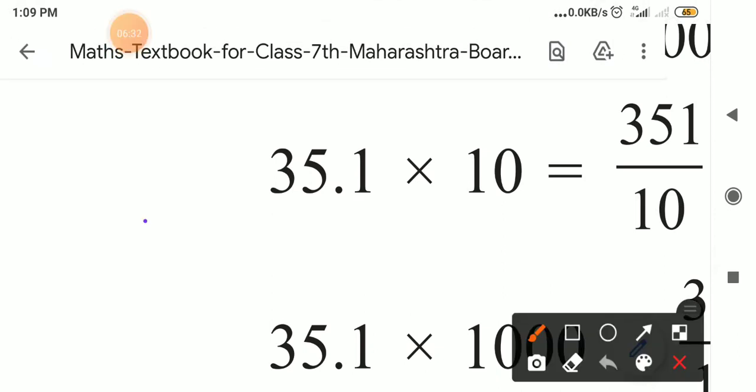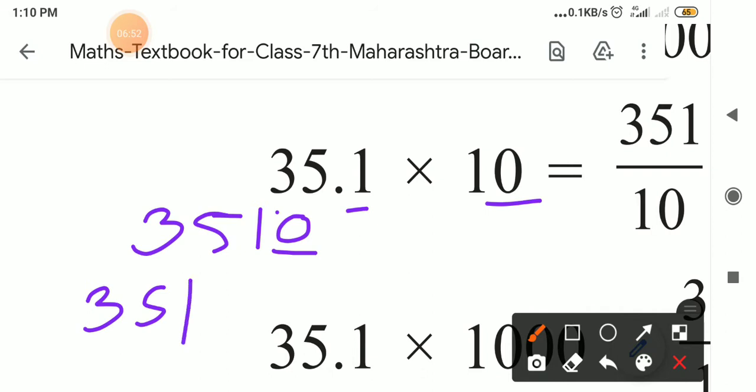When you are multiplying 35.1 by 10, you know that 10 tens are 100, 20 tens are 200. In this way, only a 0 is increasing. And here, after the point, how many digits are there? Only 1 digit. So from the left side, leave this digit and give the point here. So 351 is the answer.